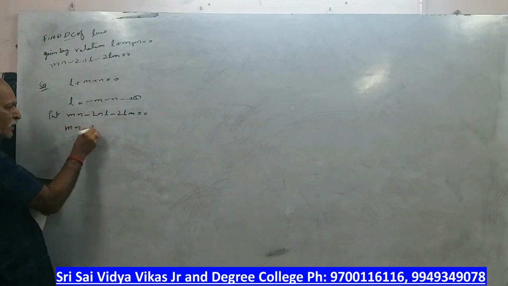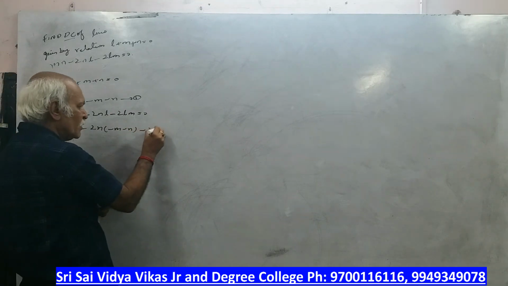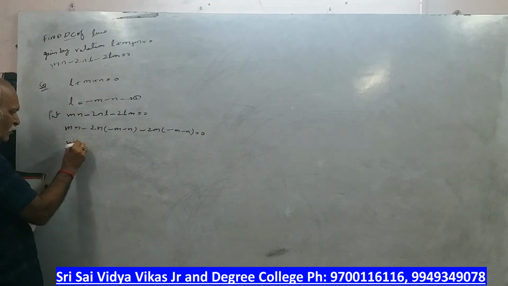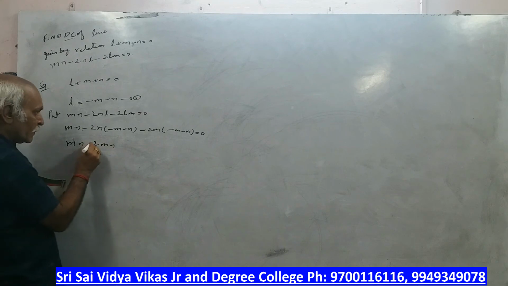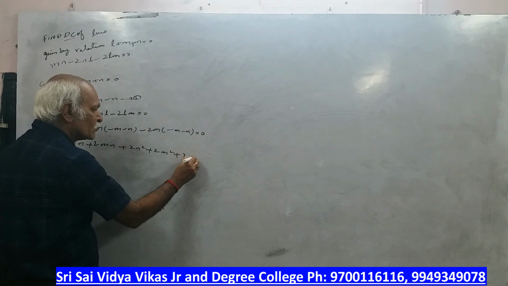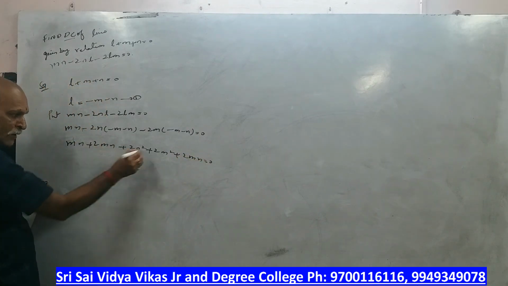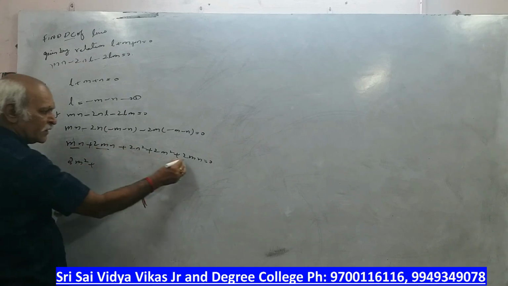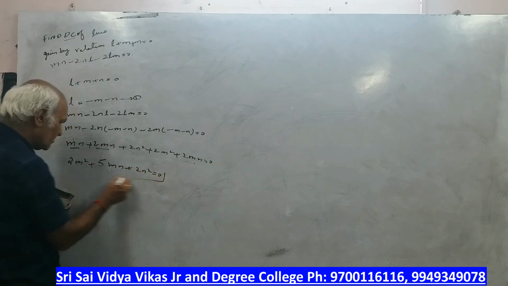So Mn minus 2N into L, which is minus M minus N, minus 2M into N, is equal to 0. Minus of minus becomes plus: Mn plus 2Mn plus 2N square plus 2M square plus 2Mn. So I open the bracket. First we write 2M square, then the Mn terms, 1, 2, 3, so it becomes 5Mn plus 2N square, and the equation is 2M square plus 5Mn plus 2N square equal to 0.